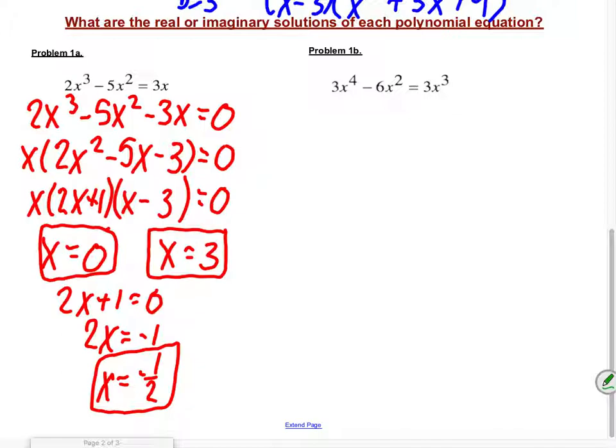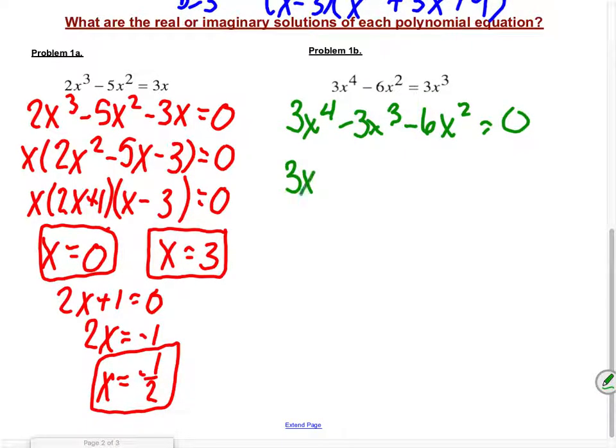Okay, step 1 is what? Get it on the same side, put them in the right order. 3x to the 4th minus 3x cubed minus 6x squared equals 0. Just bring out 3x squared. I am left with x squared minus x minus 2.